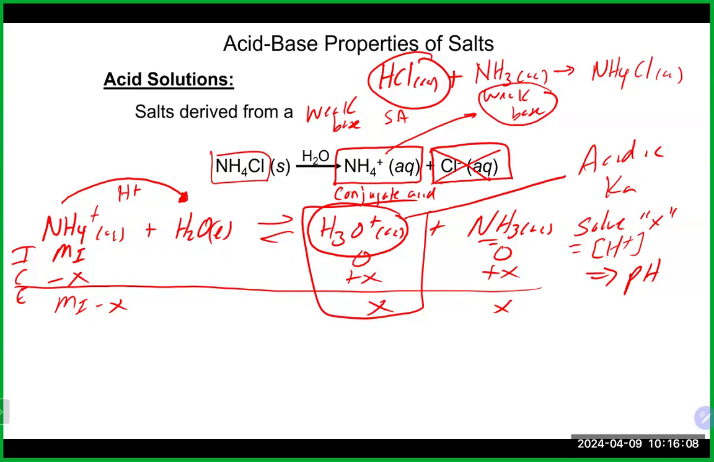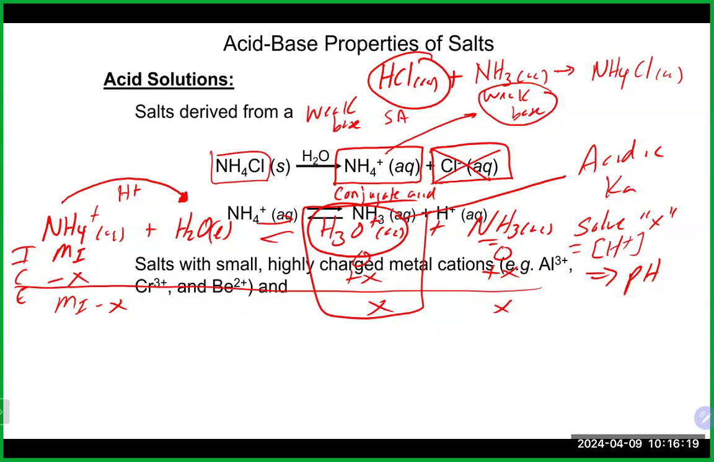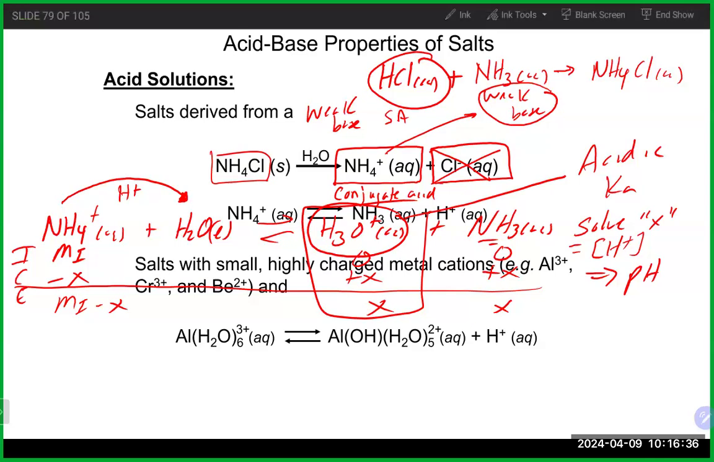Now, in addition to this type of salt, there's also some other salts that can basically form an acidic solution. And those are salts that basically have metals. So metals with small positively charged charges like chromium, beryllium, a lot of transition metals, aluminum, for example, can actually also act as an acidic salt.